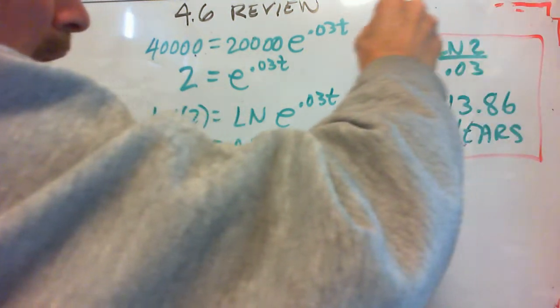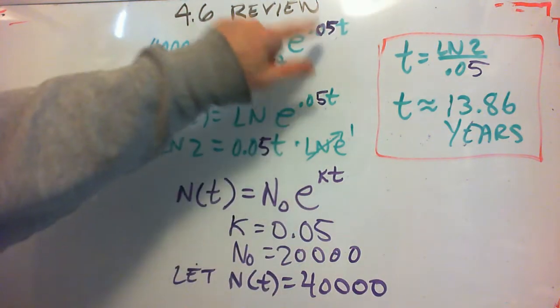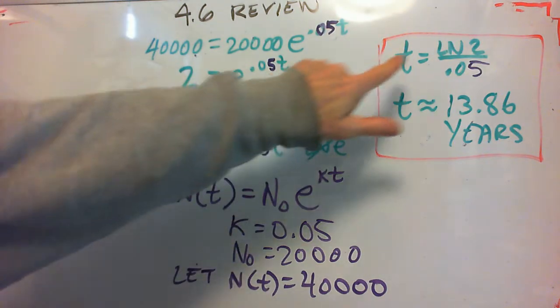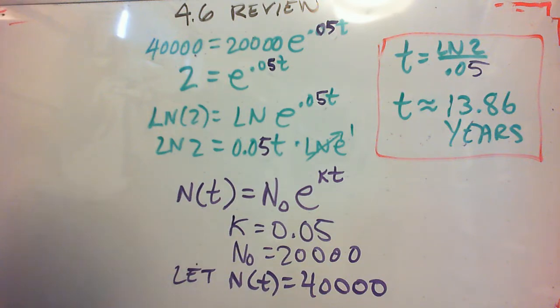13.86 years rounded off. And I just noticed that I switched the 0.05 into 0.03. I did have the correct final answer. So that was ln of 2 divided by 0.05, not 0.03. Sorry about that.